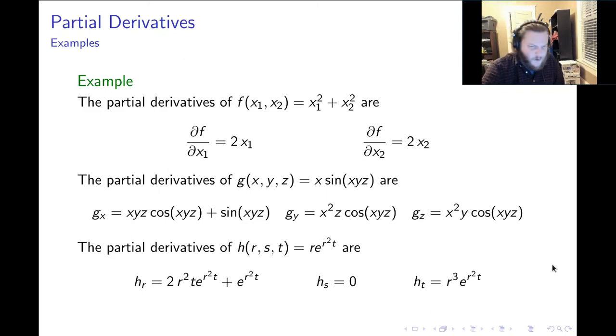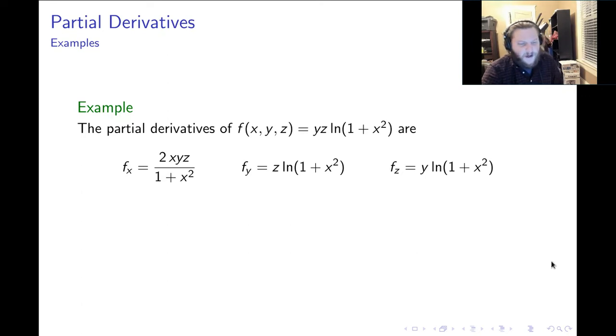Let's do a few more just to see more examples. So in this next example, I have a scalar field f on 3 input variables, and the formula is f of xyz equals y times z times the natural log of 1 plus x squared.